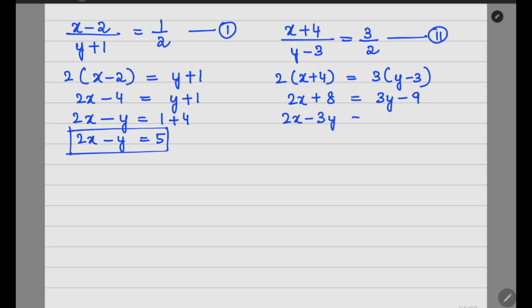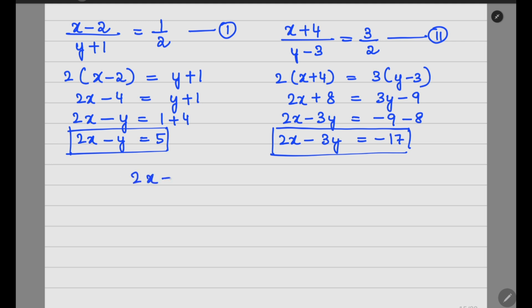2x minus 3y equal to minus 9 minus 8, which is nothing but minus 17. So you'll get 2x minus 3y equal to minus 17. So this is another linear equation. Now you have to solve for both. So let's subtract both. Here you have 2x minus y equal to 5 and 2x minus 3y equal to minus 17. Just subtract it, just change the sign.